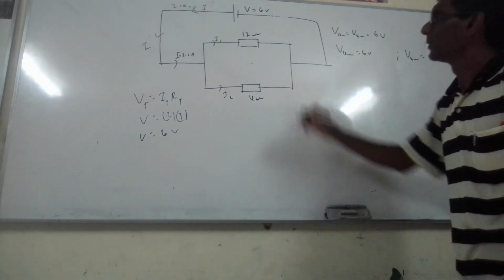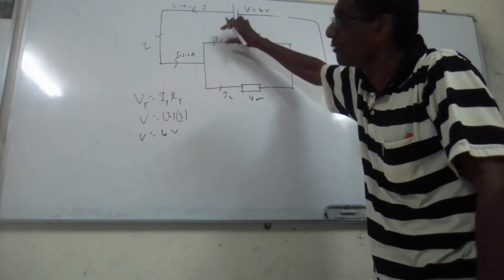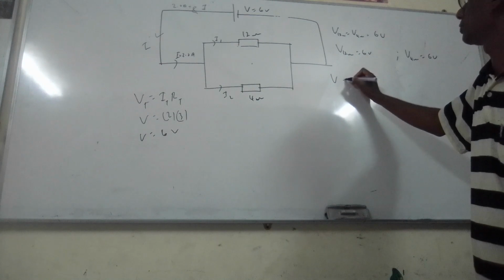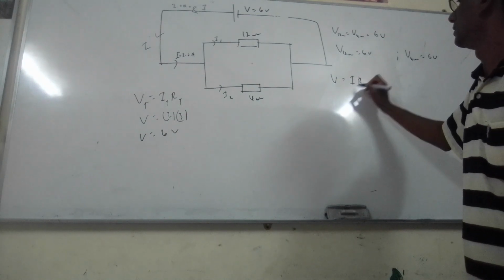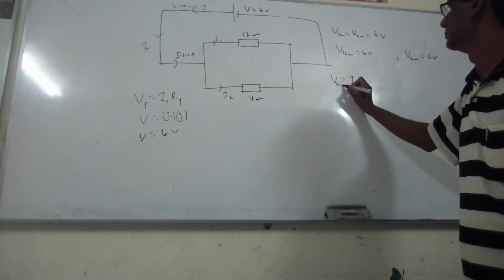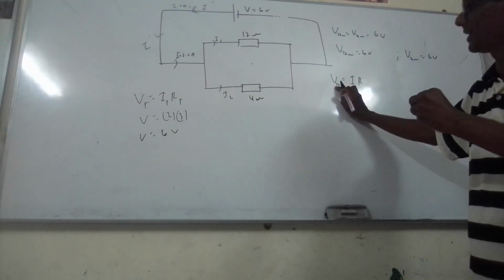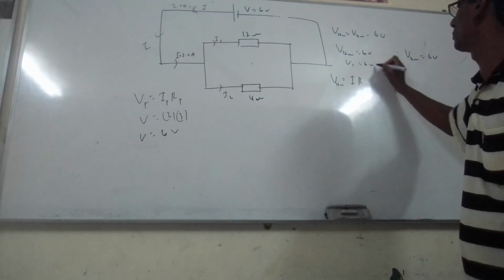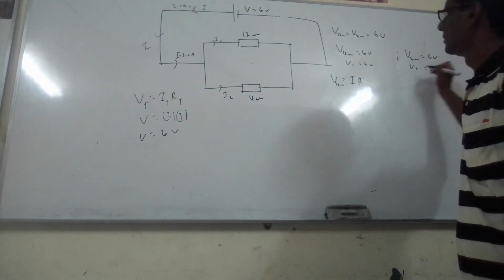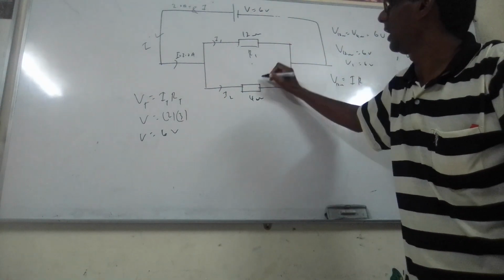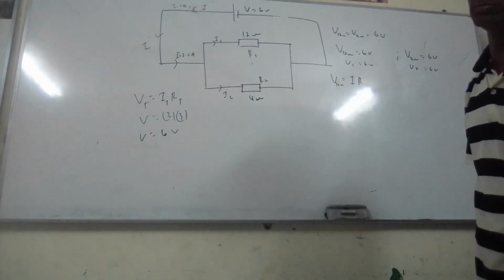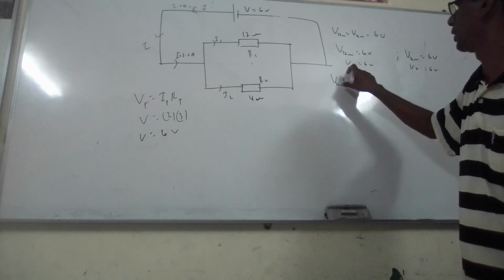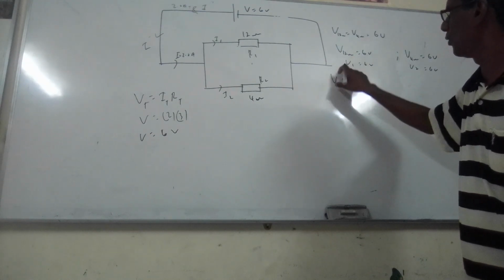Now we have to find the current I1. V equals IR. We write V1, which is 6 volt, and V2, which is 6 volt, with R1 and R2. So the voltage across the 12 ohm is 6 volt.